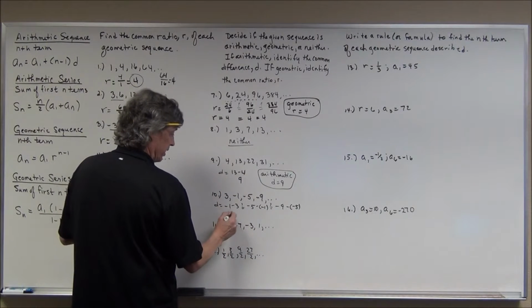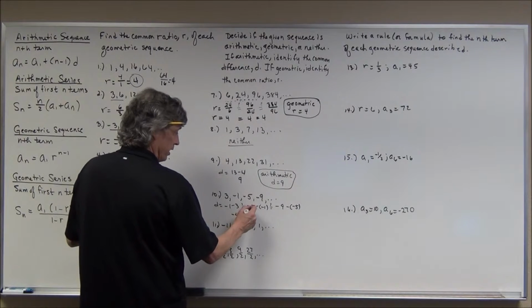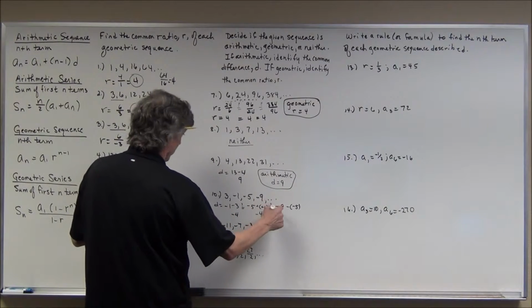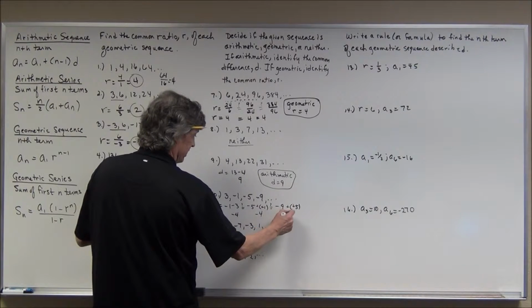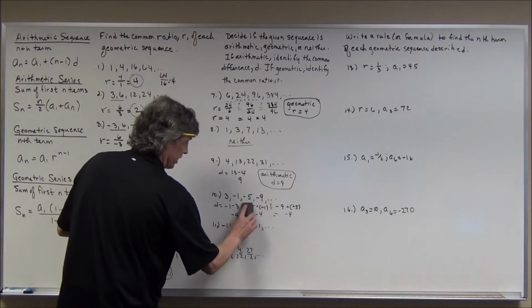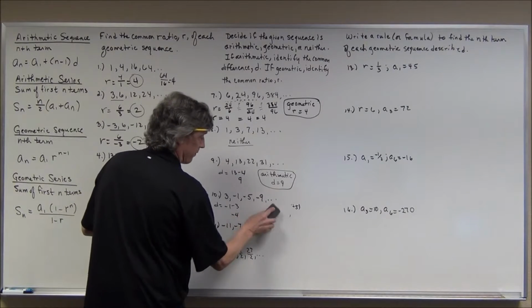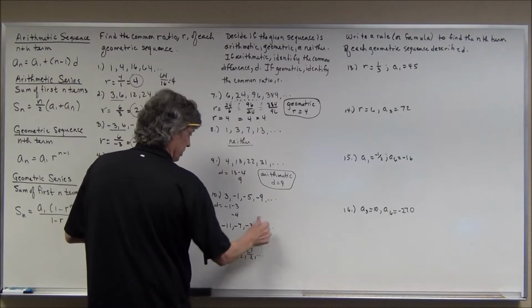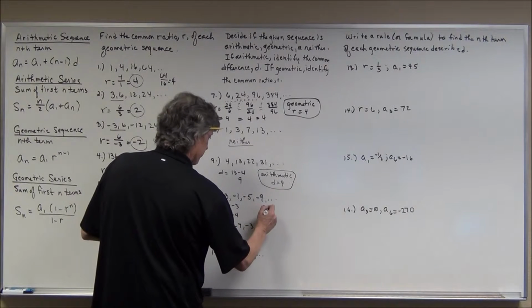Negative 1 minus 3 is negative 4. Negative 5 minus a negative 1 is like adding the opposite. That's negative 4. And negative 9 minus a negative 5 is also negative 4. They're all equal. So I have a common difference. So just like I did on the problem before that, since I have a common difference, I know it is arithmetic.